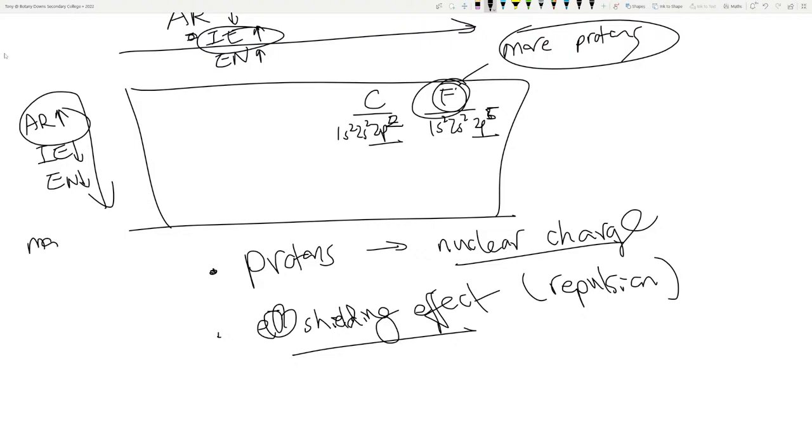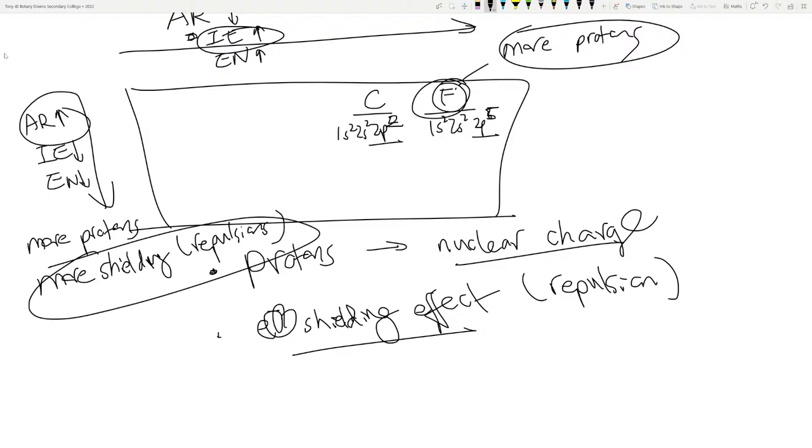Yes, there's more protons, because there's still more charge coming from the nucleus. But there's far more shielding effect, okay? There's more shielding, there's more repulsion, because there are more layers of electrons, more energy levels of electrons. And this completely outweighs the number of protons. Yeah, there are more protons, but it's not as significant as the shielding effect. So as you go down the group, the atom will get bigger because of more repulsion, more shielding from the inner layers of electrons, the inner energy levels of electrons.